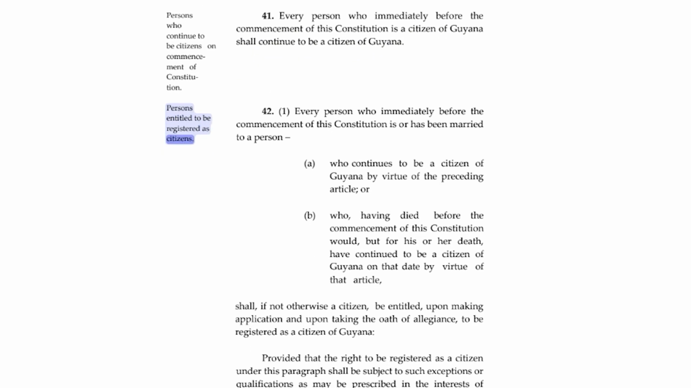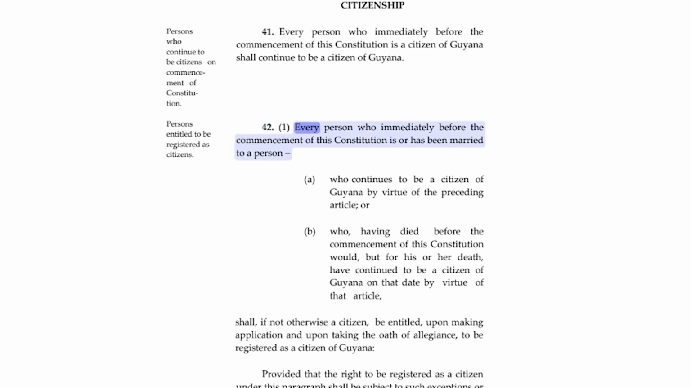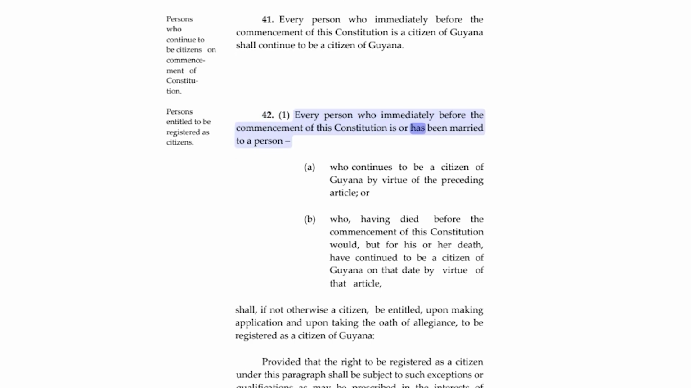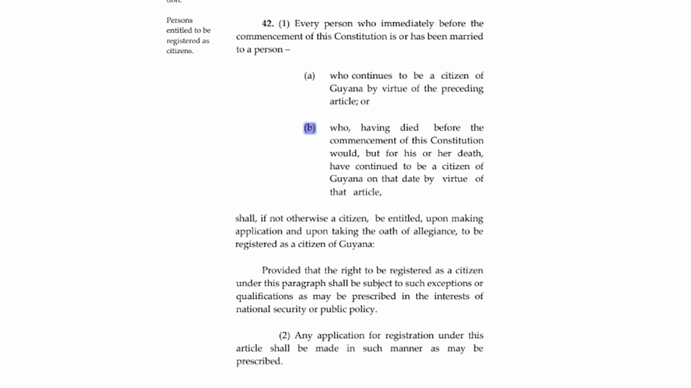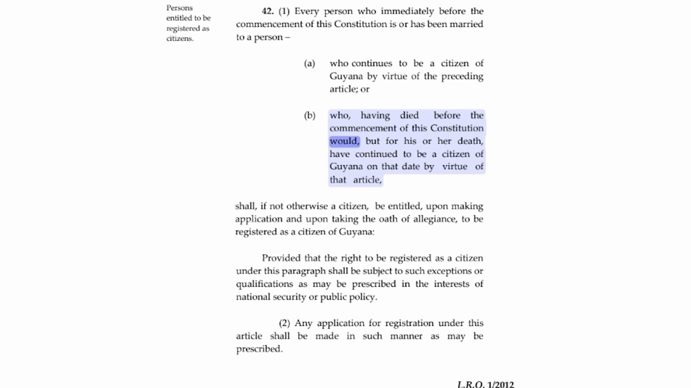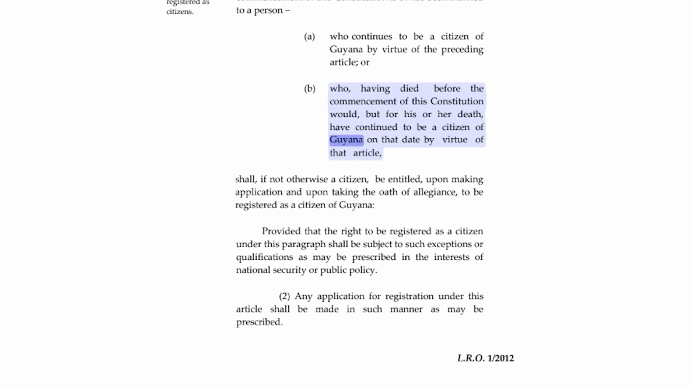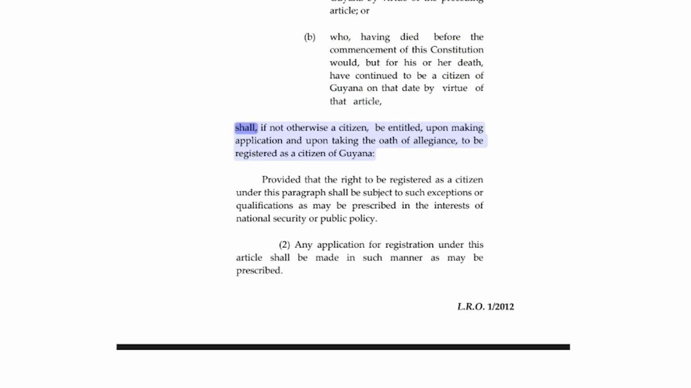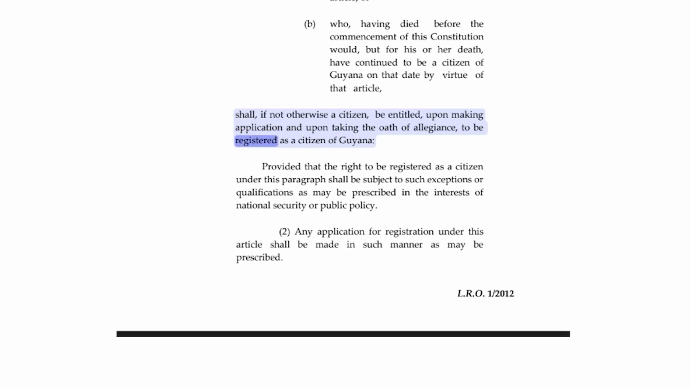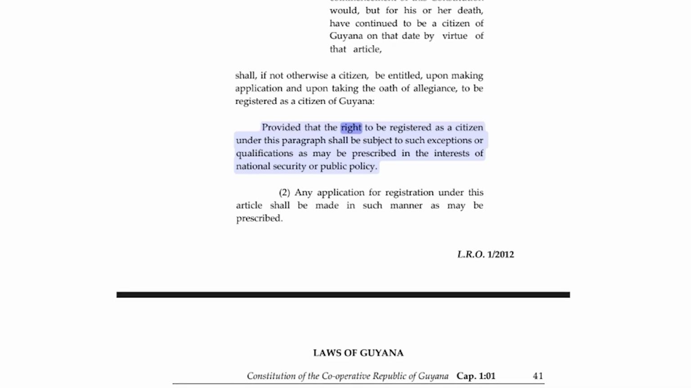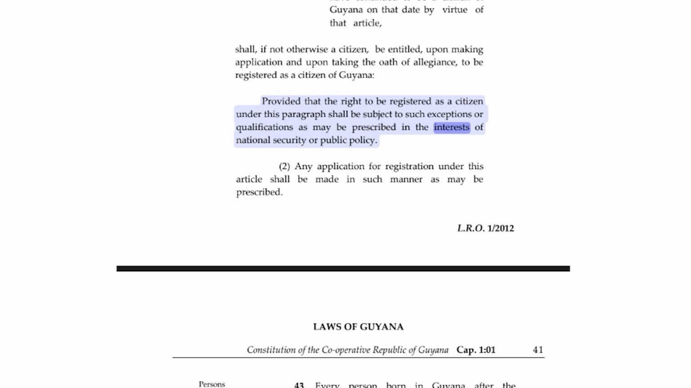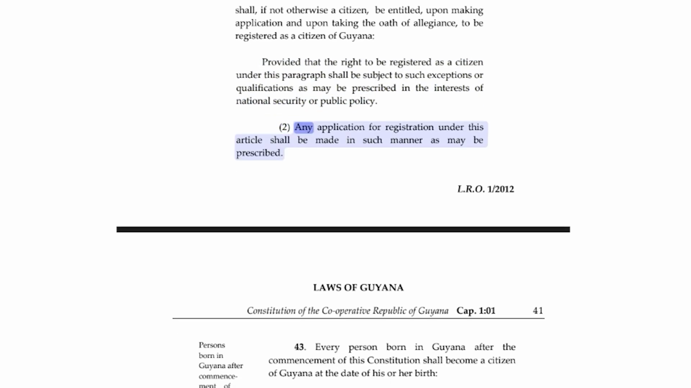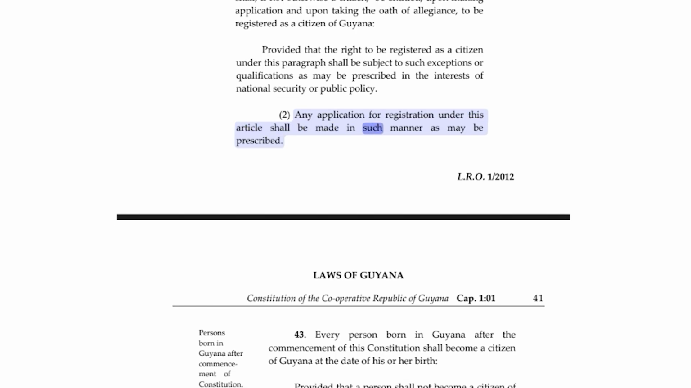Persons entitled to be registered as citizens. 42. 1. Every person who immediately before the commencement of this Constitution is or has been married to a person, A, who continues to be a citizen of Guyana by virtue of the preceding article, or B, who, having died before the commencement of this Constitution would, but for his or her death, have continued to be a citizen of Guyana on that date by virtue of that article, shall, if not otherwise a citizen, be entitled, upon making application, and upon taking the oath of allegiance, to be registered as a citizen of Guyana, provided that the right to be registered as a citizen under this paragraph shall be subject to such exceptions or qualifications as may be prescribed in the interests of national security or public policy. 2. Any application for registration under this article shall be made in such manner as may be prescribed.